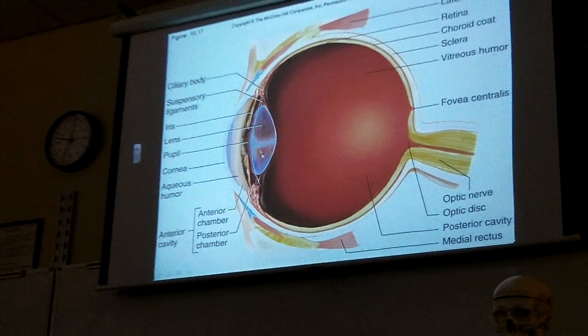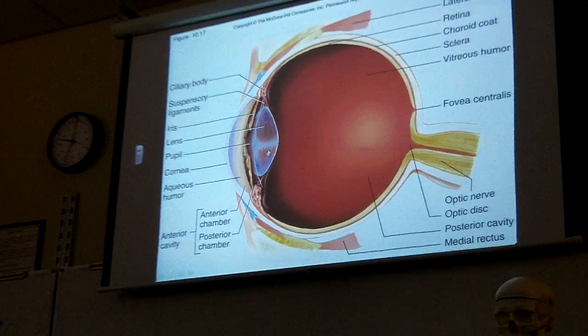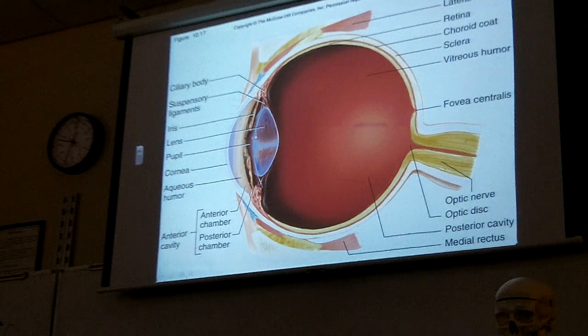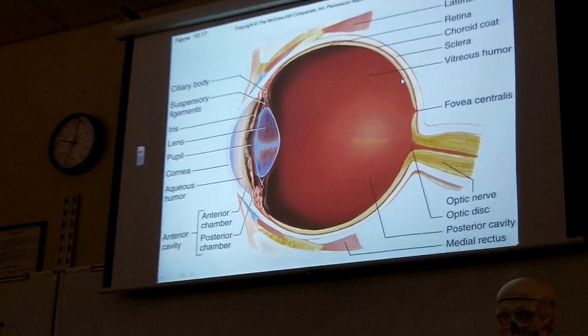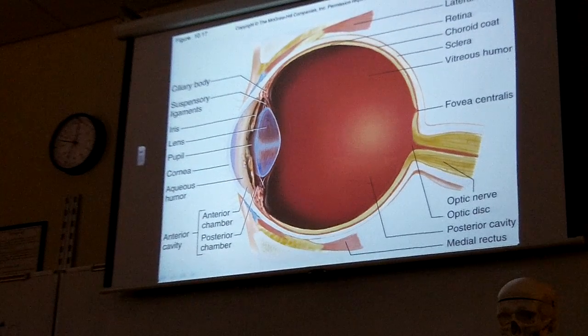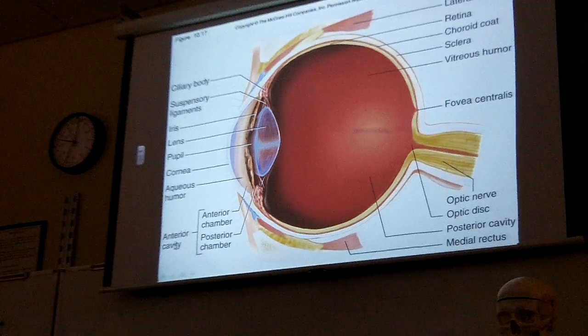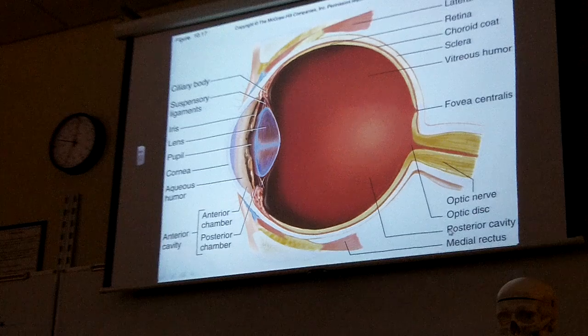Now, the lens that's behind the pupil and iris focuses the light. The light hits the lens, focuses it on the back of the eye, and the back of the eye we call the retina. This yellow area here is called the retina. And the retina has sensors called rods and cones. Now there's this big space right here called the posterior cavity. And it's filled with a liquid called vitreous humor. That's a little bit different than the aqueous humor that's up here. So aqueous humor in the anterior cavity, vitreous humor in the posterior cavity.